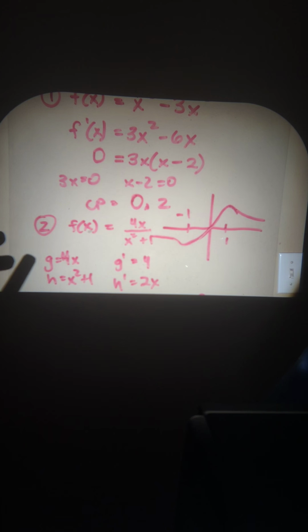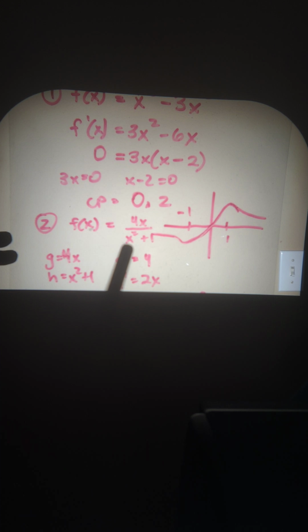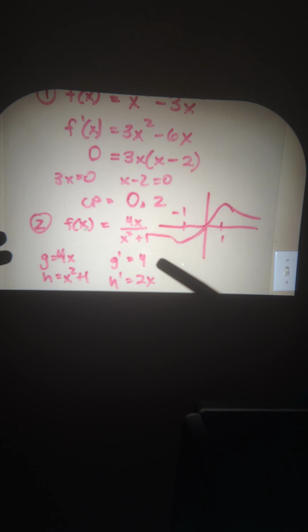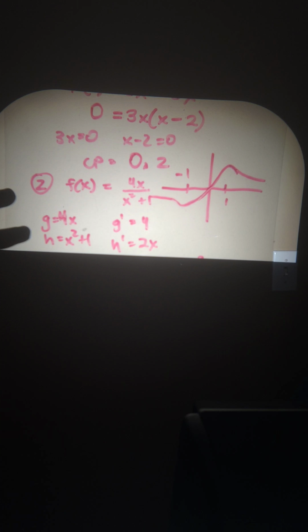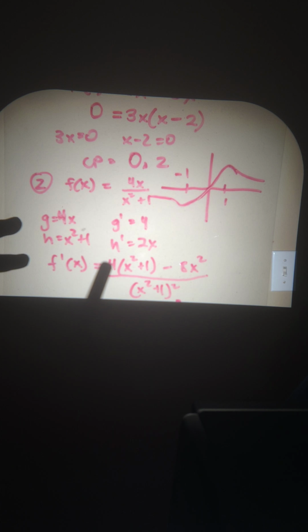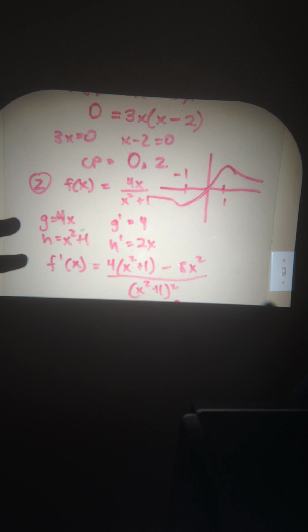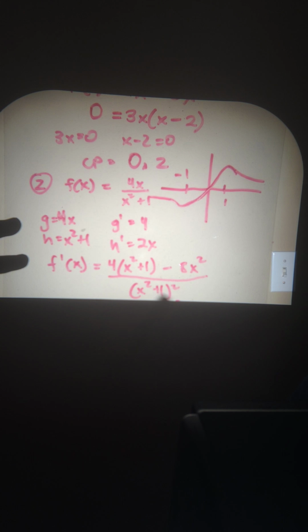So let's do one more practice problem of finding critical points. Ignore this graph right here for now. Okay, f of x is 4x over x squared plus 1. Right now you should be thinking quotient rule, because this is what we need to use. So g is 4x, h is x squared plus 1, the derivative of g is 4, and h prime is 2x. We plug it in like we know how to do. So this is 4 times x squared plus 1 minus 8x squared over the bottom squared.